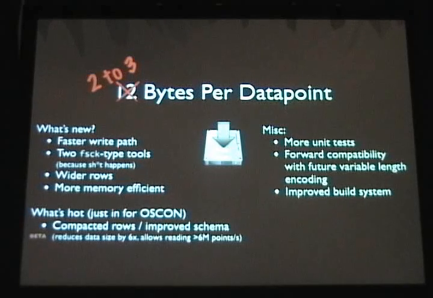And I'm not going to stop there. I want to get down to about 1 byte per data point. So what was new since I talked about OpenTSDB at Strata is, first of all, there is a faster write path. So now you get more write throughput over OpenTSDB. I wrote a couple FSCK type tools, so you can debug your data.